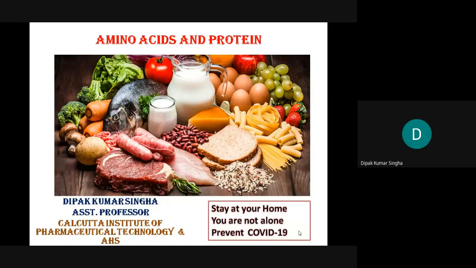So we will cover the chemistry of amino acids: their definition, classification, biological role, and physical and chemical properties, as well as the definition, classification, biological role, and physical and chemical properties of proteins simultaneously.